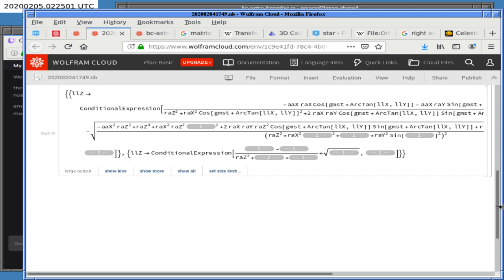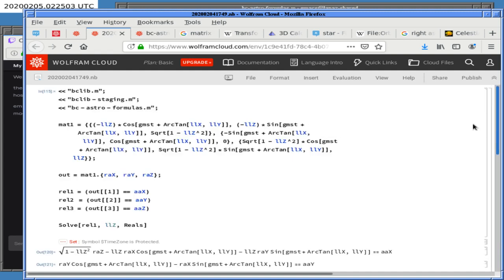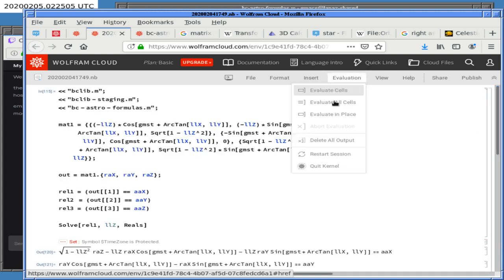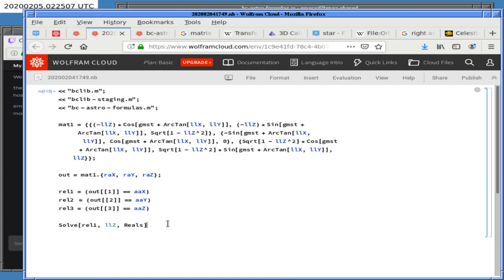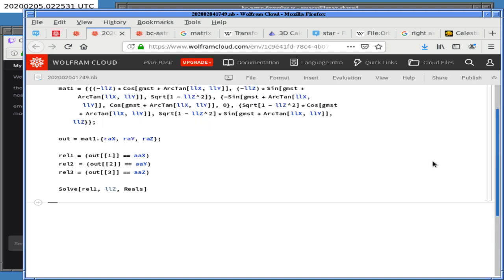So it's really not happy with me right now. Let's go ahead and try it one more time here. Delete all output. Solve this over the reals, and just show me what this would be. LLZ would give me the latitude. For the longitude, I need both LLX and LLY. Although, of course, if I could get LLX and LLZ, we could get LLY out of that. Okay.